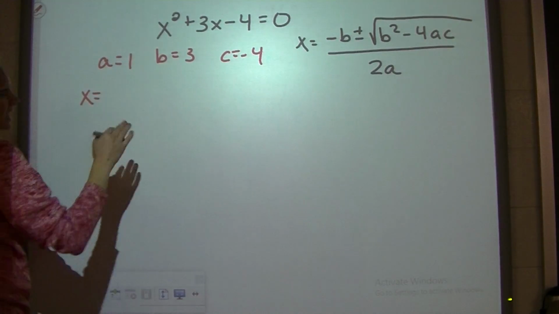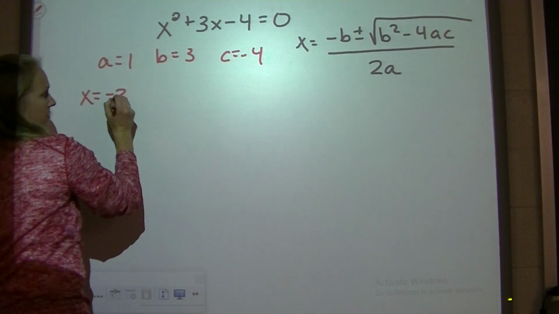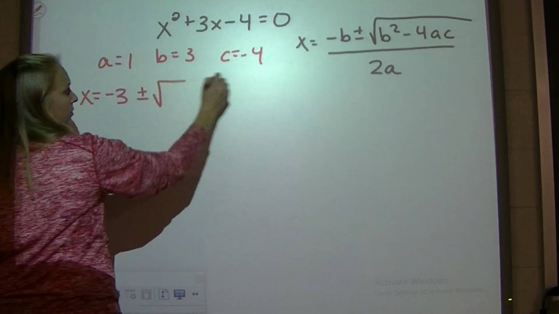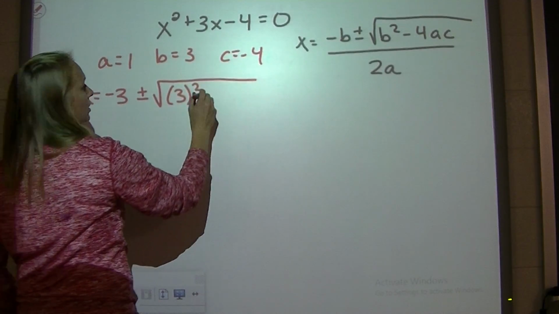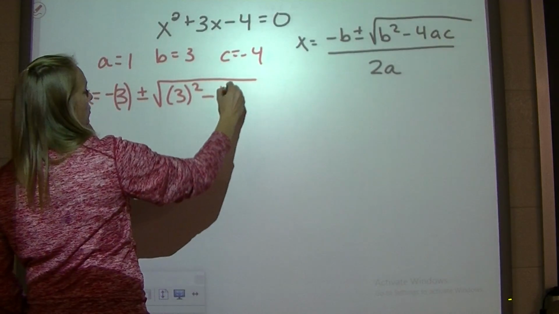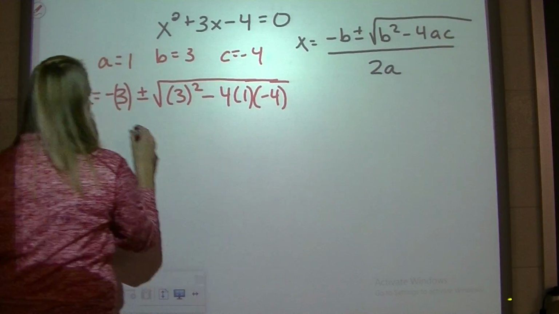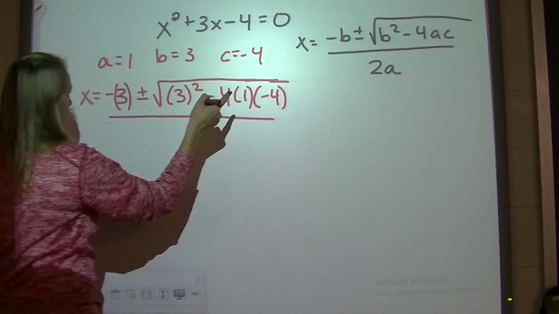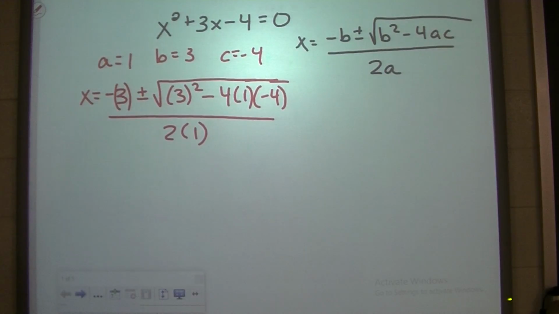So x equals opposite b. So b is 3. Opposite of that is negative 3. So we have negative 3 plus or minus the square root of 3 squared minus 4 times 1 times c, which is negative 4, and then divide all of that by 2 times 1, 2a. Okay, and then we can simplify.